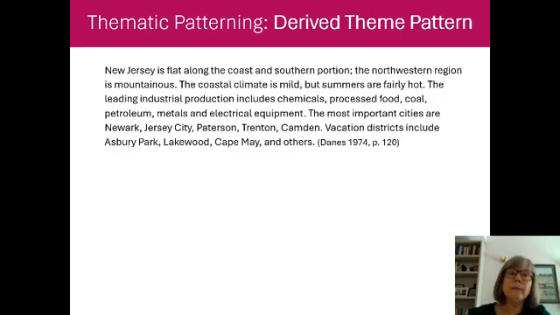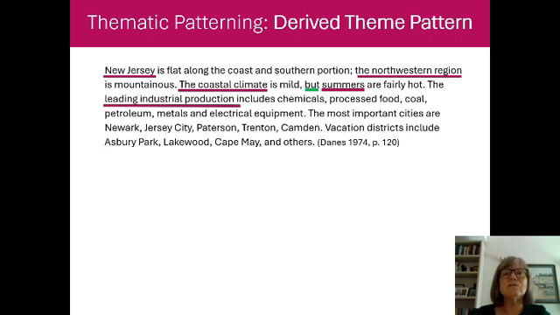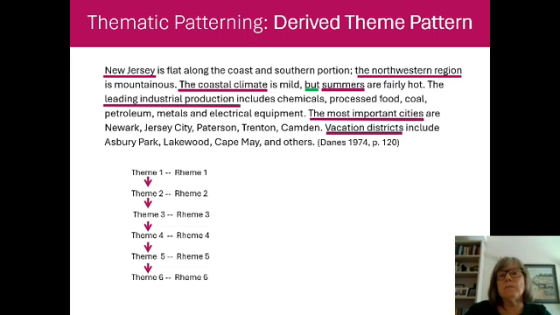It's often used for this kind of description. Here's a derived theme pattern. So the first theme is New Jersey. We have the Northwest region of New Jersey, the coastal climate of New Jersey. Here we have a textual theme, right? But then we have summers in New Jersey, the leading industrial production in New Jersey, the most important cities, vacation districts. So they're all deriving from this initial topic or theme of New Jersey, right? And so it's like the constant theme pattern, but it's not New Jersey, New Jersey, New Jersey, right? It's different parts of the theme of New Jersey.